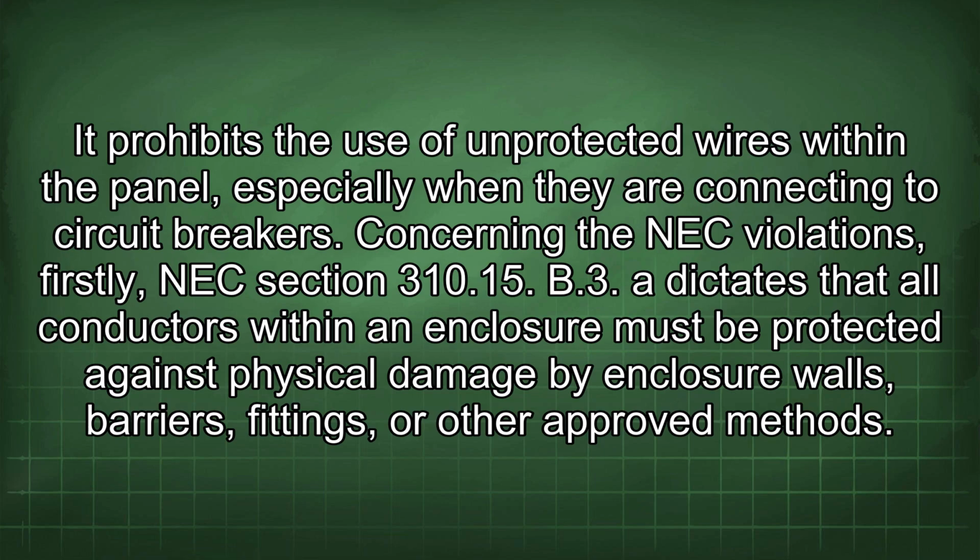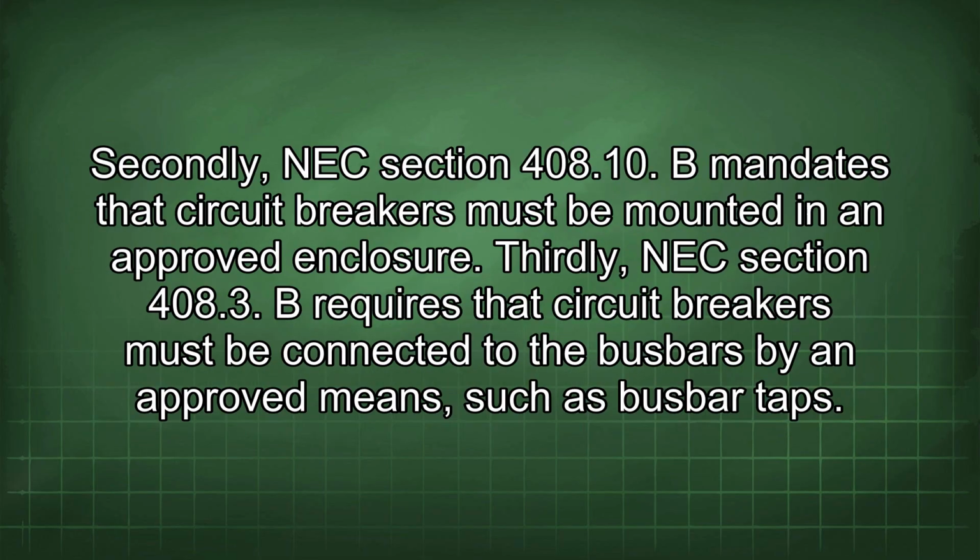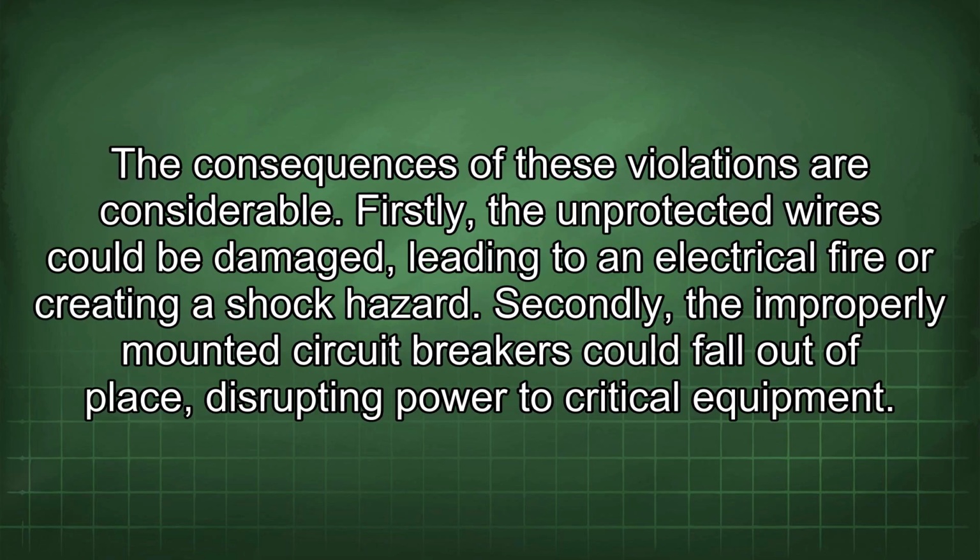Concerning the NEC violations, firstly, NEC Section 310.15 B3 dictates that all conductors within an enclosure must be protected against physical damage by enclosure walls, barriers, fittings, or other approved methods. Secondly, NEC Section 408.10 B mandates that circuit breakers must be mounted in an approved enclosure. Thirdly, NEC Section 408.3 B requires that circuit breakers must be connected to the busbars by an approved means, such as busbar taps. The consequences of these violations are considerable.